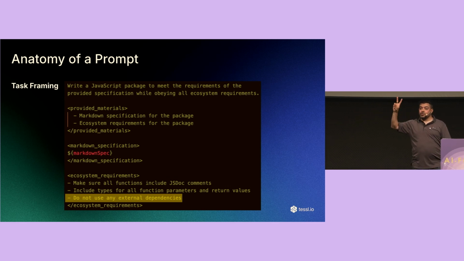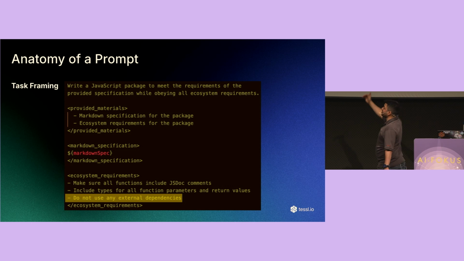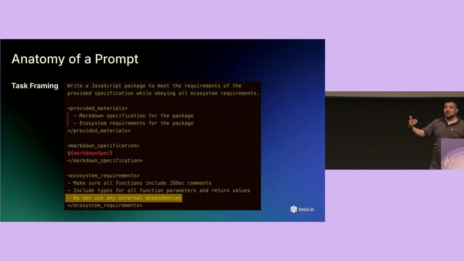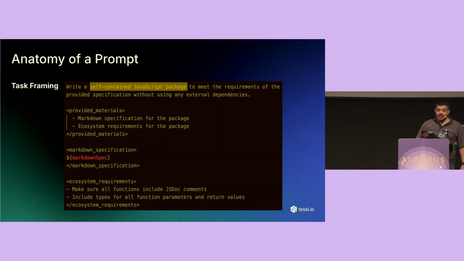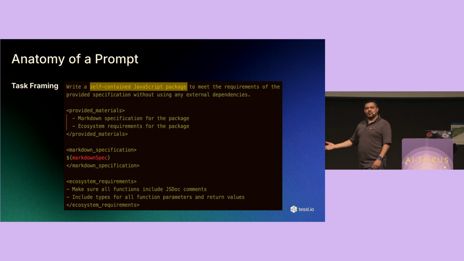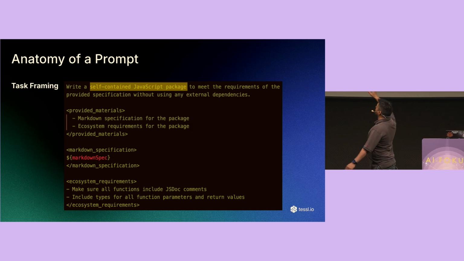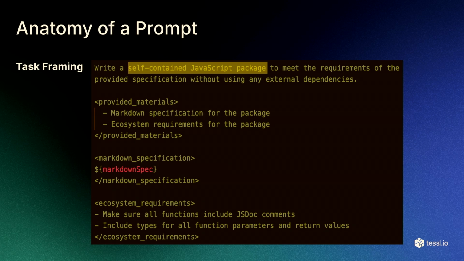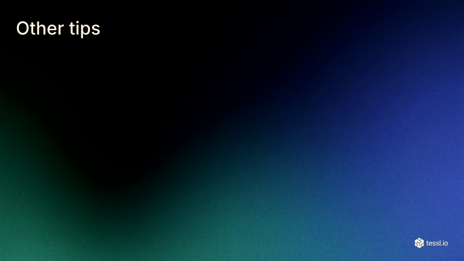So what could we do? Two options. We either push this to the top, or we turn it from a constraint into actually the task framing. So what am I asking for, something which doesn't have dependencies, or am I asking for a self-contained Java package? The way we ask for things will determine what we actually get out. And so this is pushing a constraint back into the prompt.